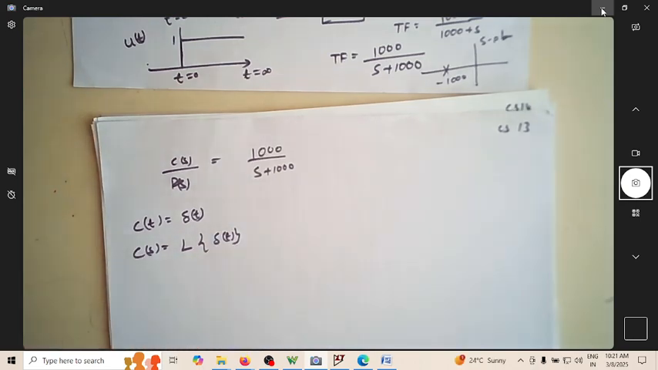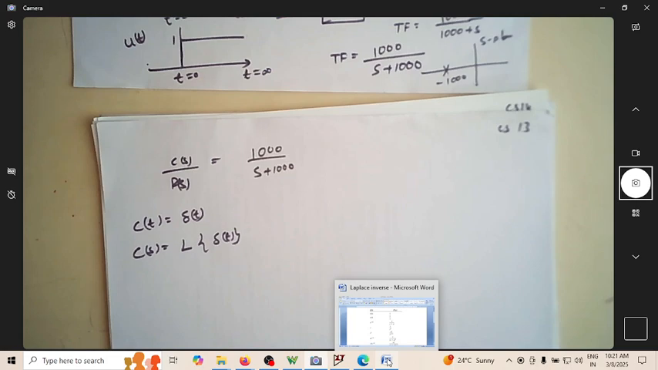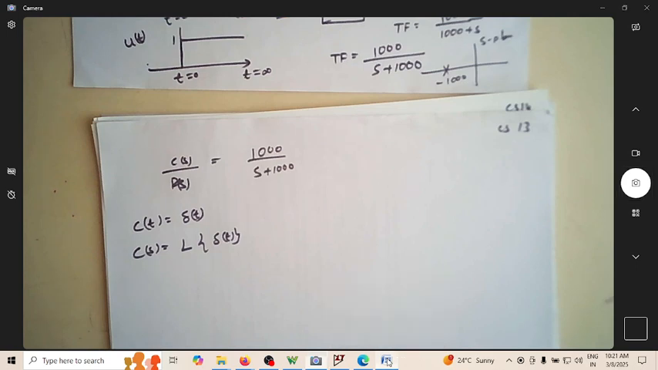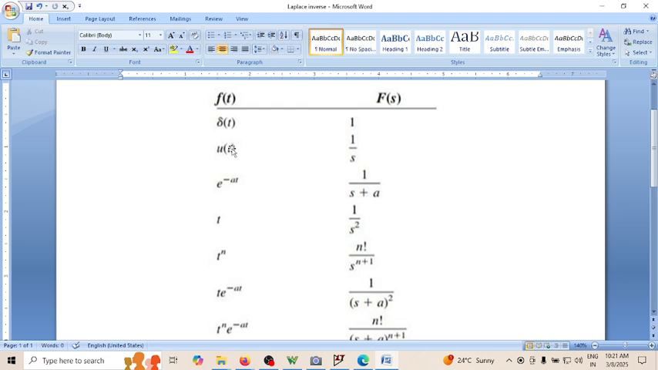What is the Laplace of delta of t? Those who are learning control systems should know the Laplace transform and its inverse. The Laplace transform of the delta function is 1. The Laplace transform of the step input is 1 over s. The Laplace transform of e power minus at is 1 over s plus a.